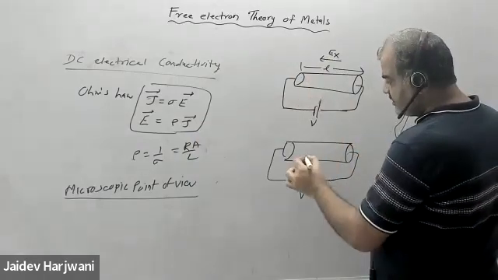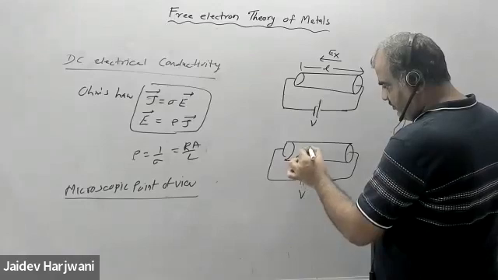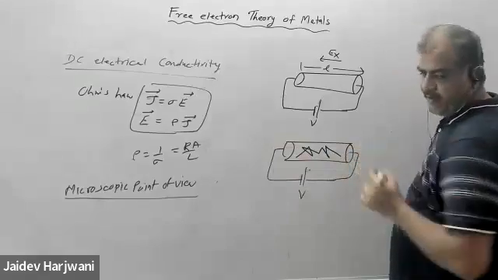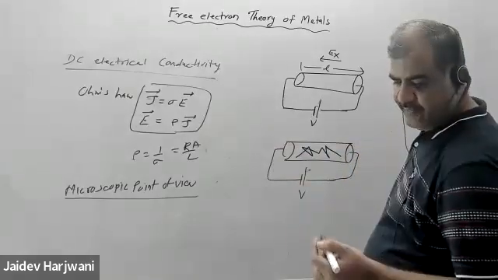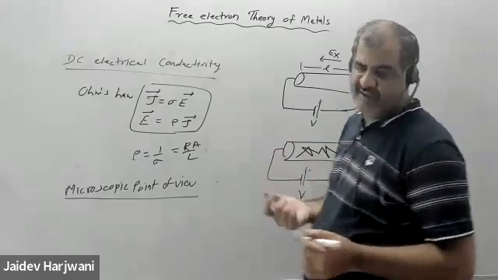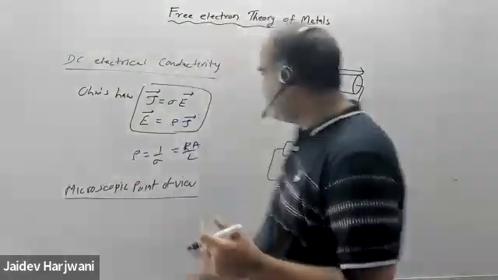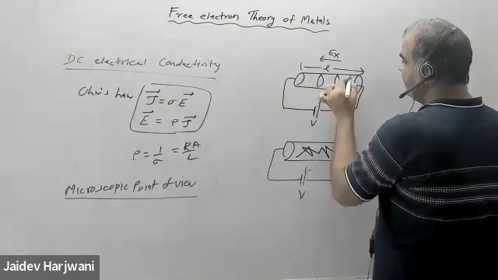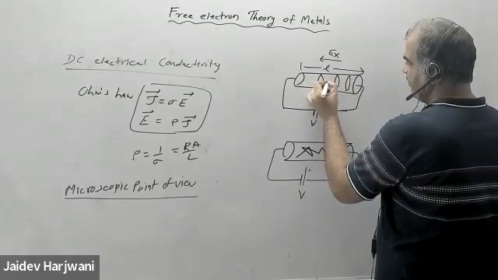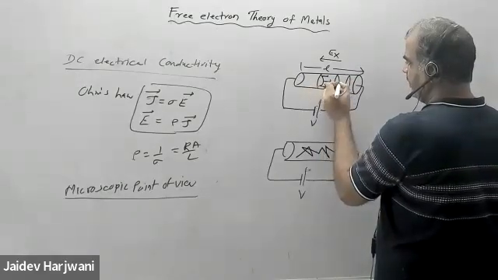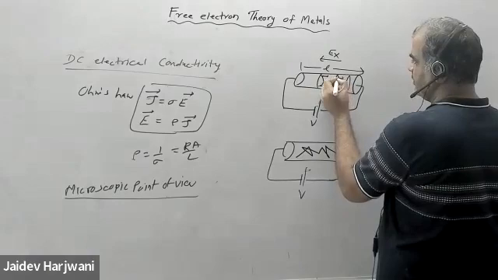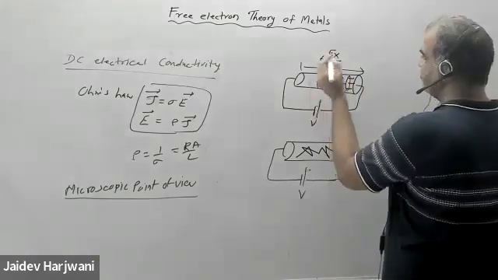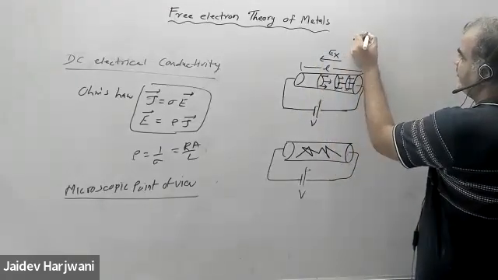So even though there is a collision, somehow your electron will move in a particular direction. That means we say it has at least some average velocity. That velocity is called drift velocity. So when you apply an electric field in the metal, your electrons will start moving with a drift velocity. Suppose these are my electrons, they'll move with a certain velocity. That is called your drift velocity.